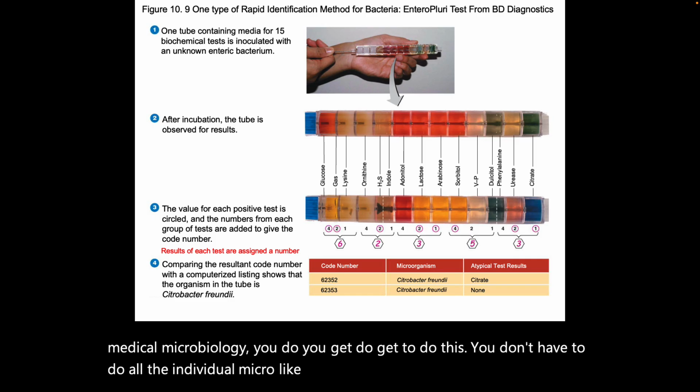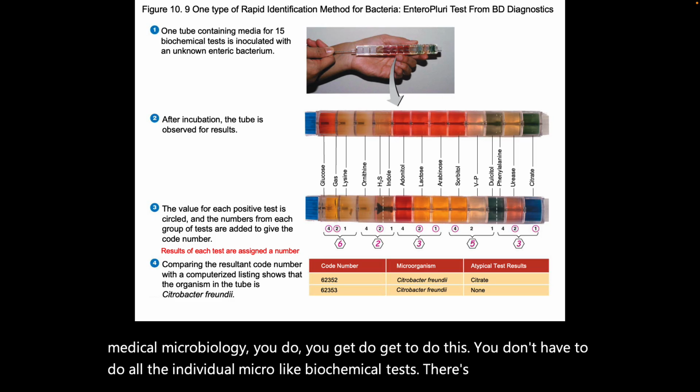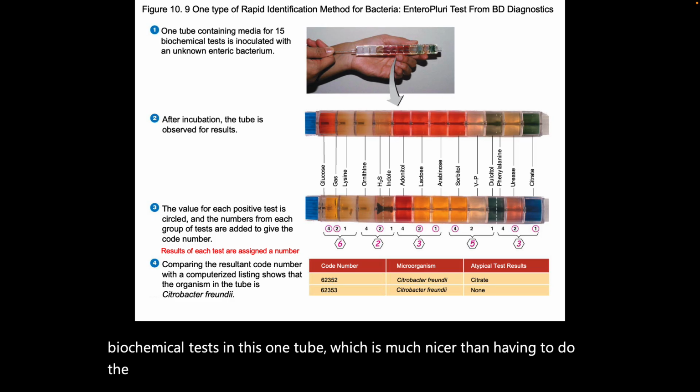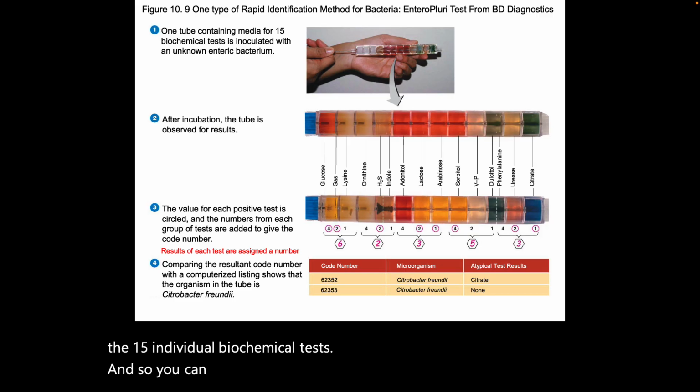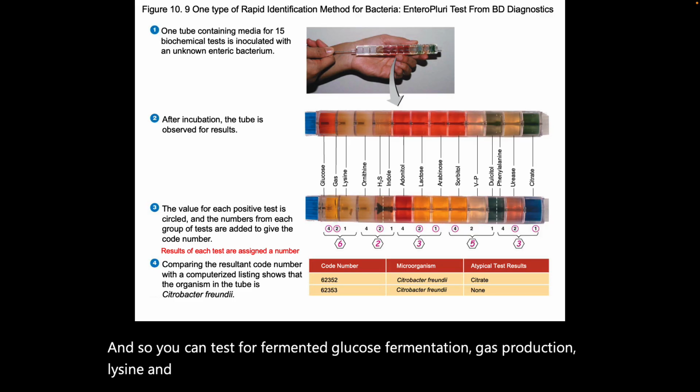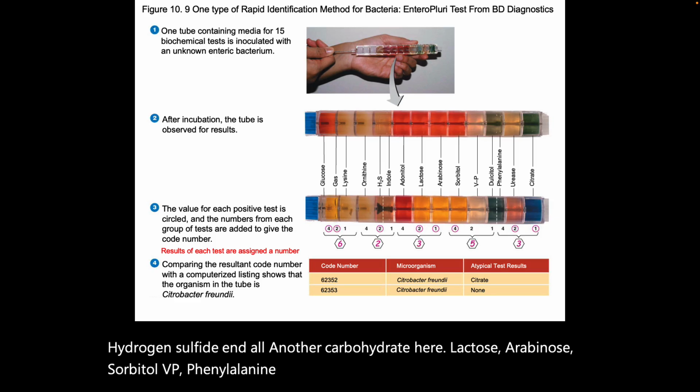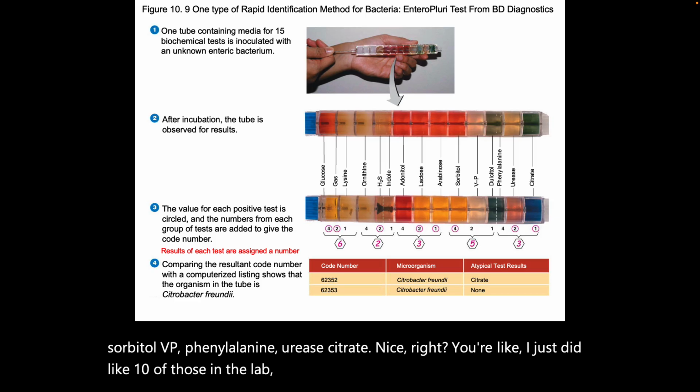There's 15 different biochemical tests in this one tube, which is much nicer than having to do the 15 individual biochemical tests. So you can test for glucose fermentation, gas production, lysine and ornithine utilization, hydrogen sulfide, indole, another carbohydrate here, lactose, arabinose, sorbitol, VP, phenylalanine, urease, citrate. Nice, right? You're like, well, I just did like 10 of those in the lab right now. So you do it all in one.